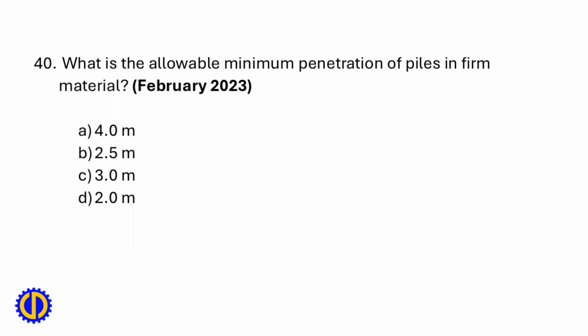40. What is the allowable minimum penetration of piles in firm material? A. 4.0 meters, B. 2.5 meters, C. 3.0 meters, D. 2.0 meters.